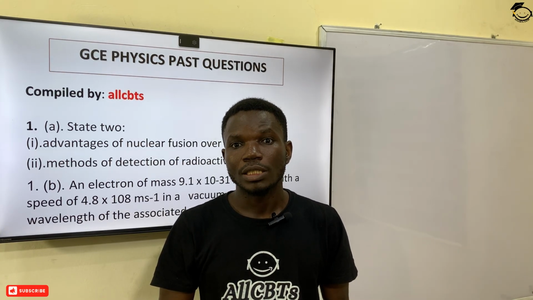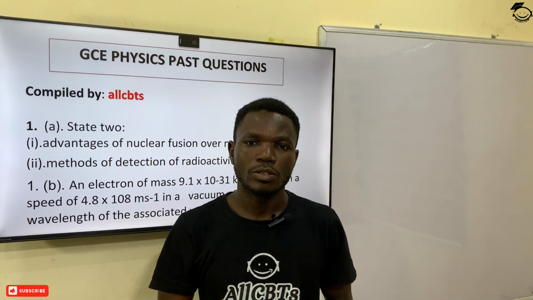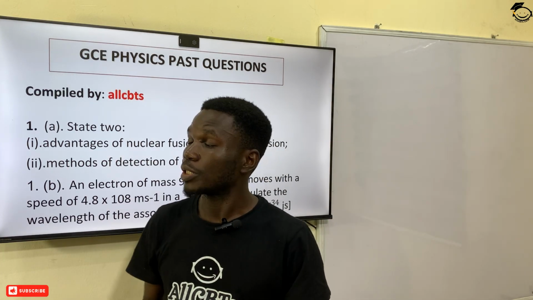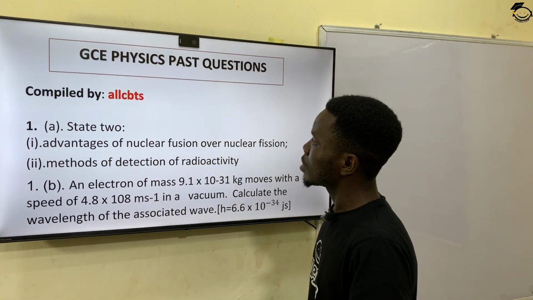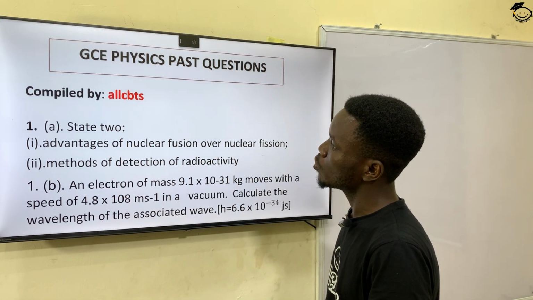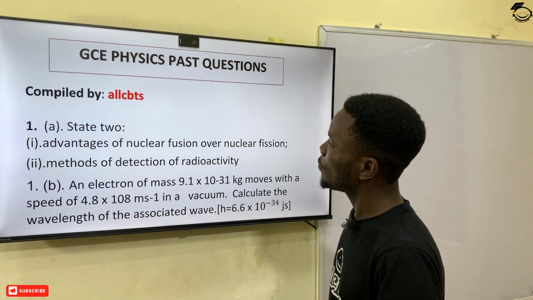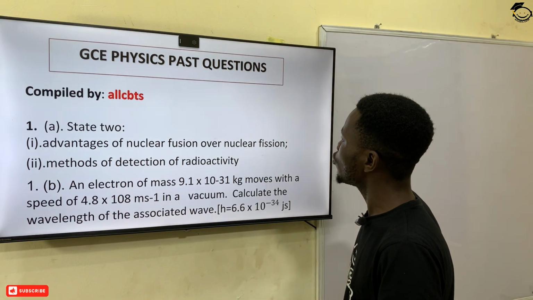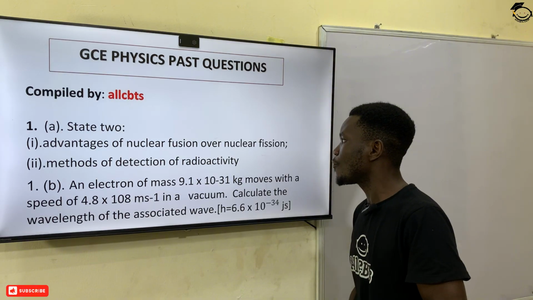And today we'll be looking at GCE physics past questions. Let's dive right into it. Question number 1A says, state 2 advantages of nuclear fusion over nuclear fission.